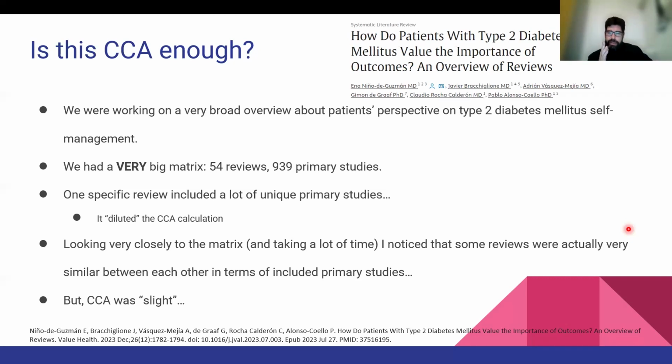And I started to look very close at this matrix, this huge matrix, and I noticed that there were some specific reviews that were very similar among each other. But of course, those were 54 reviews, so it was quite difficult to detect. But since the matrix was so big, the CCA was slight, I think less than 1%.